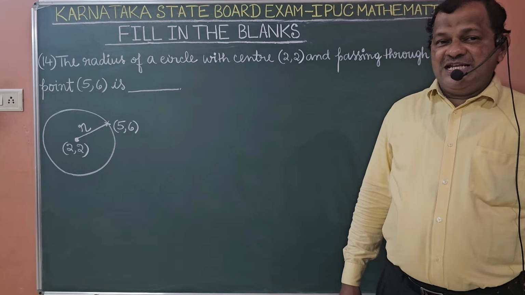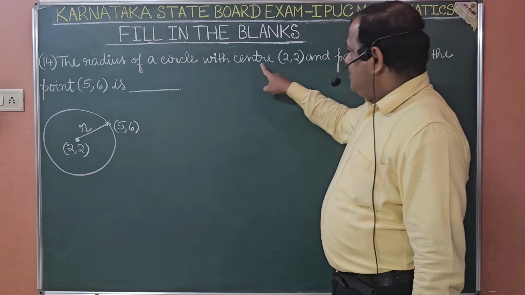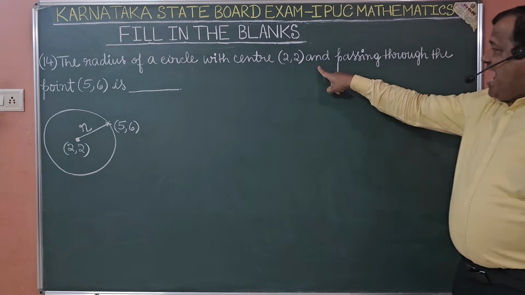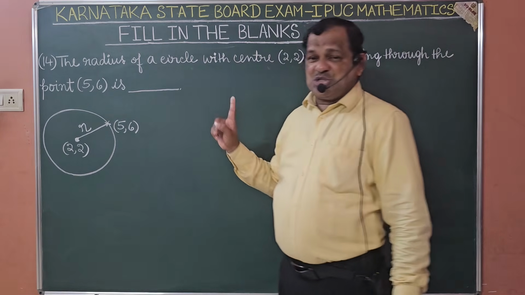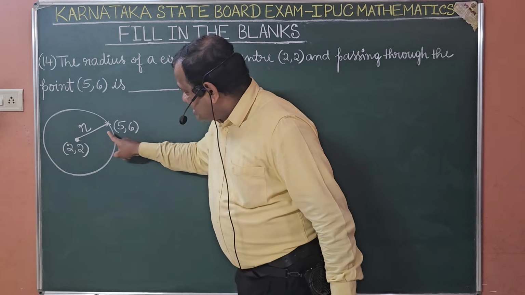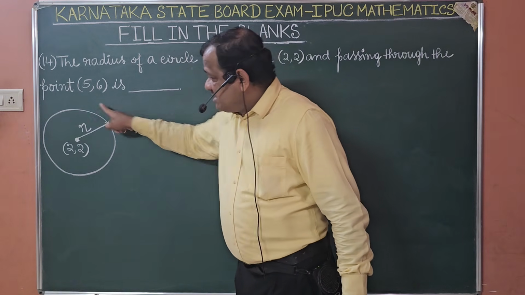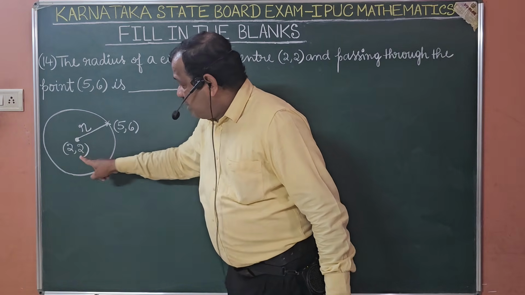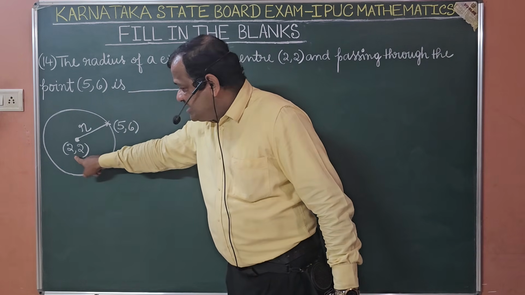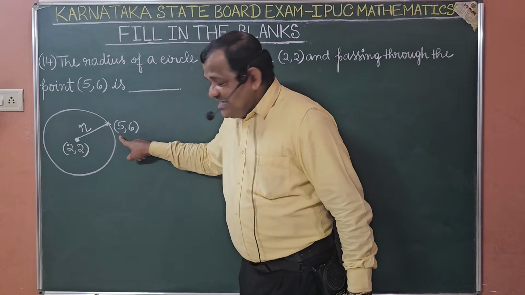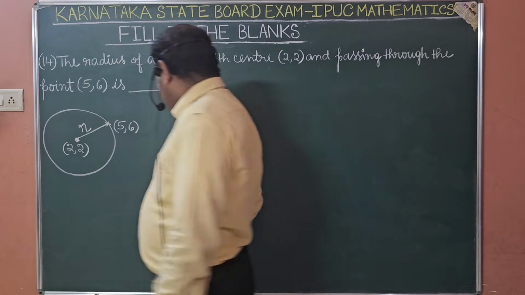Here is the 14th fill in the blank from the chapter Conics. The radius of a circle with the center 2, 2 and passing through the point 5, 6 is dash. That is, the circle passes through the point 5, 6. 5, 6 is a point on the circumference of the circle. 2, 2 is the center. And you know, radius r is the distance between the center and any point on the circumference of the circle. Here the point is 5, 6.